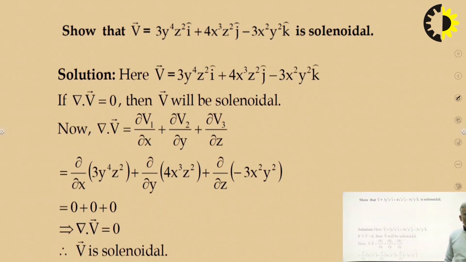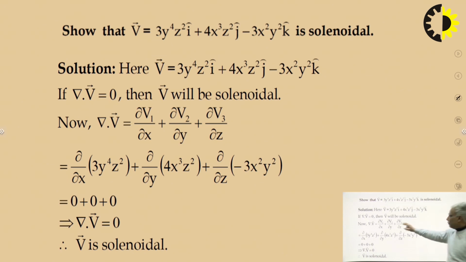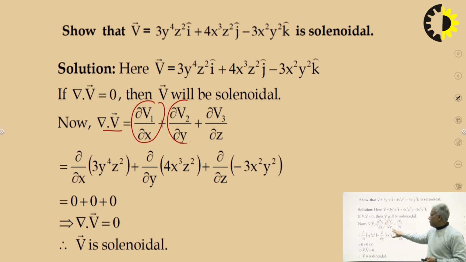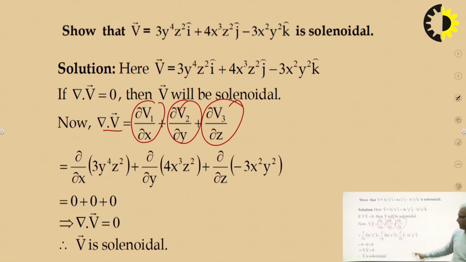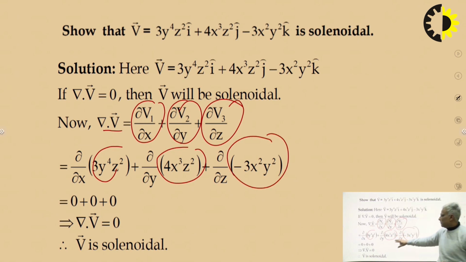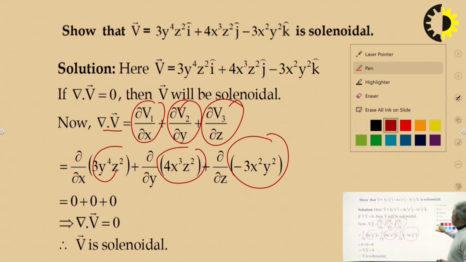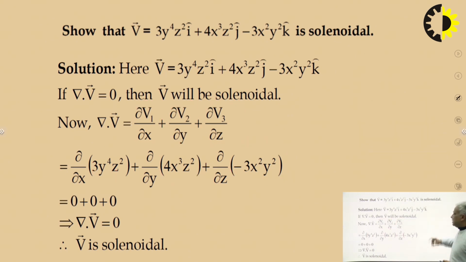So I calculate here the divergence, del dot v. Del dot v means differentiate v1 with respect to x, differentiate v2 with respect to y, and differentiate v3 with respect to z. I write here, differentiate this portion with respect to x, that is 0. Differentiation of this with respect to y is also 0. Differentiation of this with respect to z is also 0. So we can say that the given vector is solenoidal. That means if fluid flows along this curve, there is no loss of fluid and the flow is solenoidal.